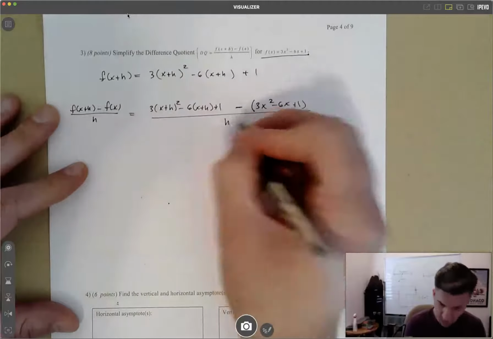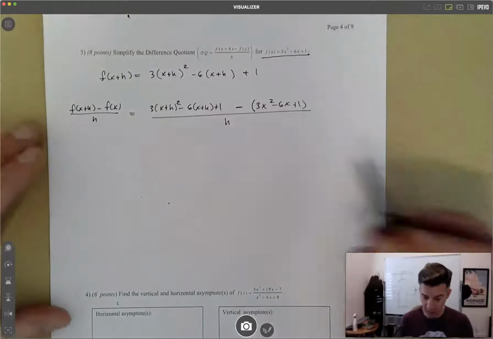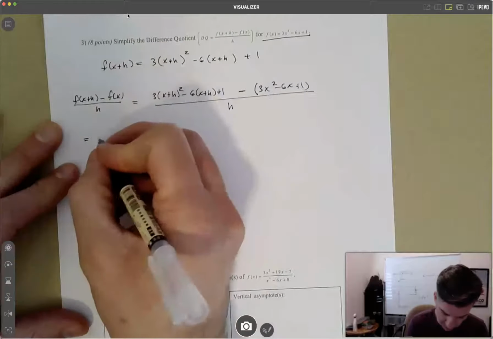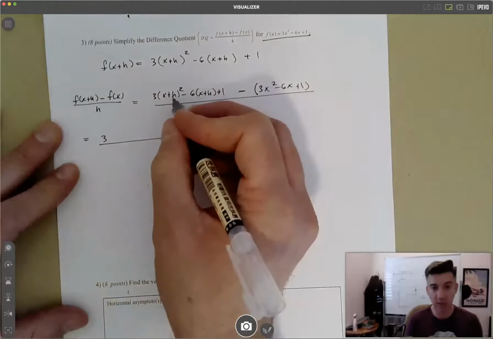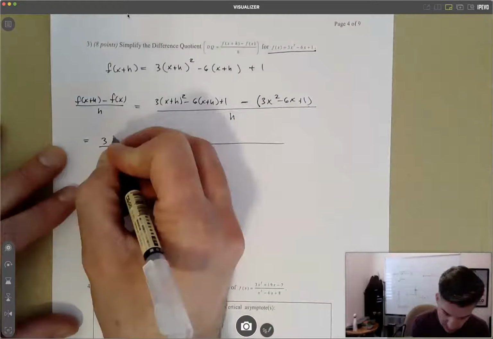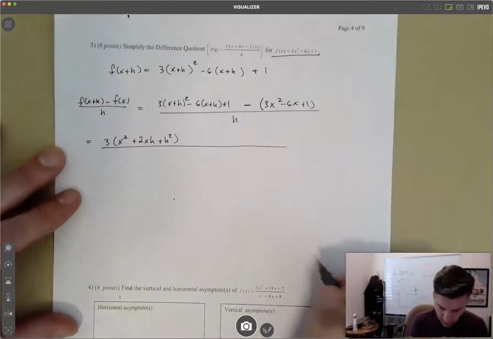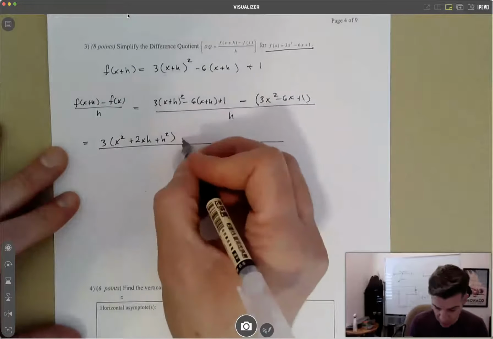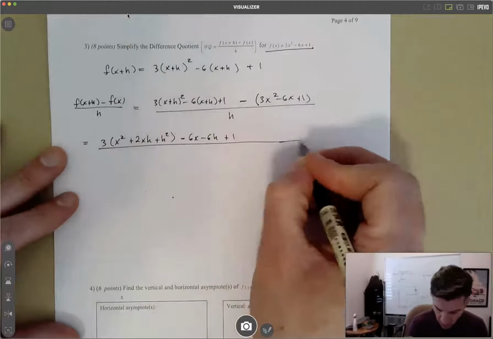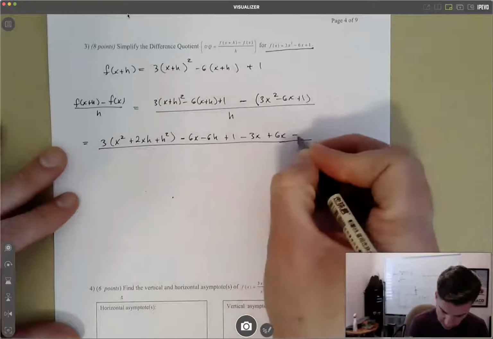All divided by h. Now we need to simplify, because our ultimate goal with this difference quotient is to make sure that the h cancels out. So let's say I have 3 times (x+h)^2. You're going to see this a lot in calculus and the rest of math probably. (x+h)^2, you should get used to seeing, is x^2 + 2xh + h^2. And then minus 6 times (x+h) distributes, and you get a minus 6x minus 6h plus 1. And this minus sign distributes, so I get a minus 3x^2, a plus 6x, and a minus 1, all divided by h.